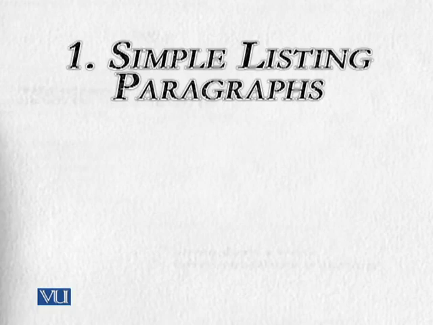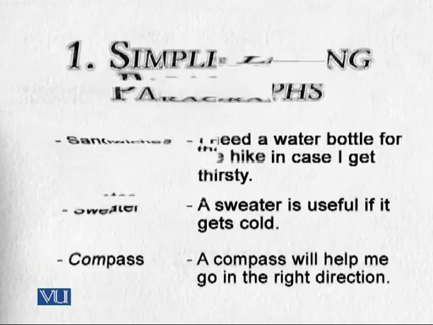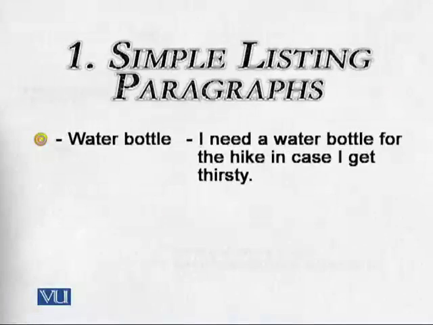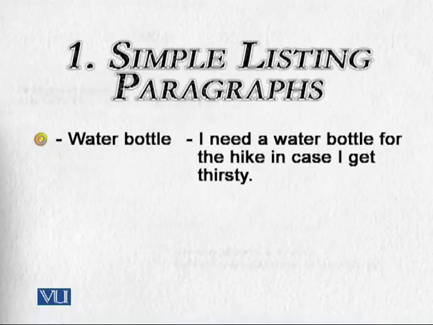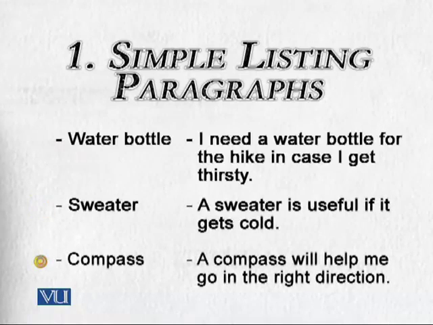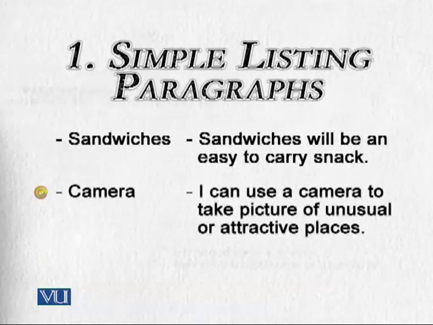Let's take a look. You can see that there are 5 items in the list: water bottle, sweater, compass, sandwiches, and camera. Now, this is your list containing 5 points, 5 items. The same list can be put into words also. Like, I need a water bottle for the hike in case I get thirsty. Second, a sweater is useful if it gets cold. Third, a compass will help me go in the right direction. Sandwiches will be an easy-to-carry snack. I can use a camera to take pictures of unusual or attractive places.